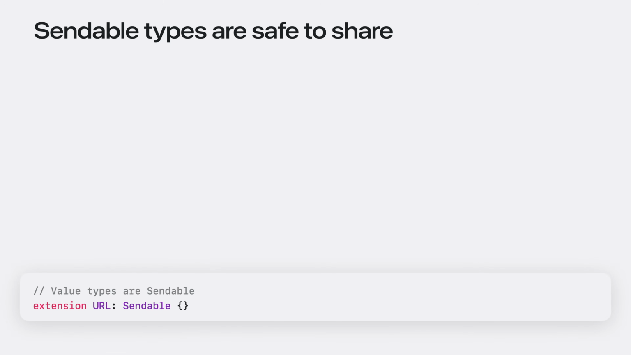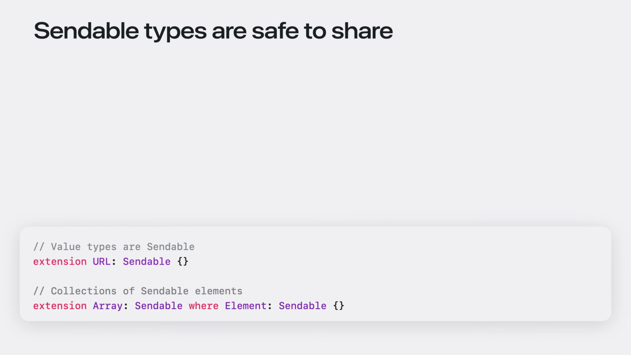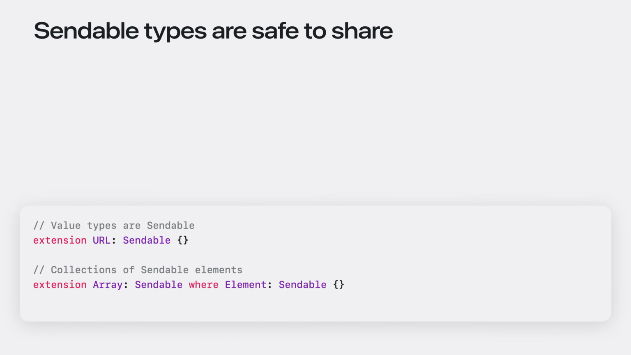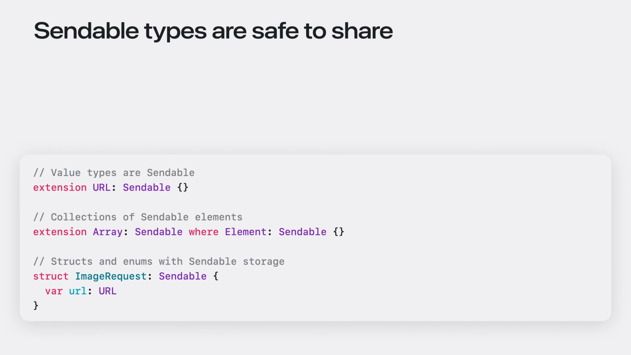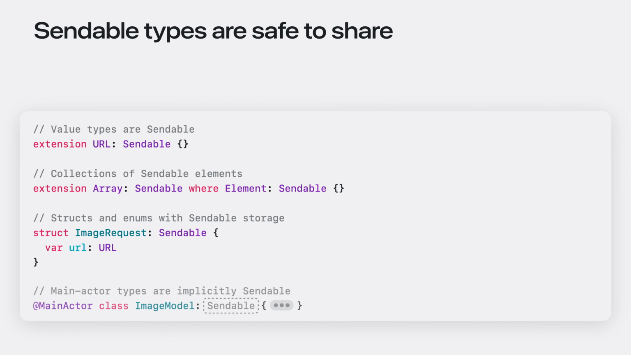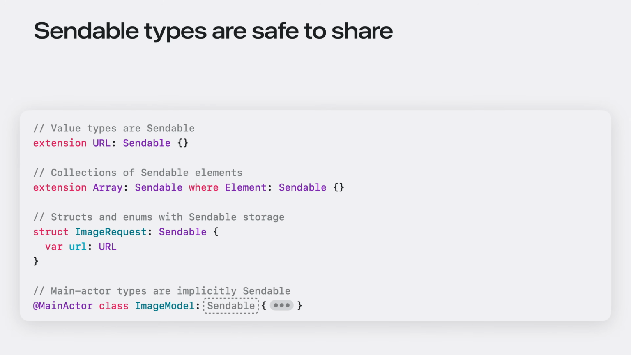We refer to types that are always safe to share concurrently as sendable types. Sendable is a protocol, and any type that conforms to Sendable is safe to share. Collections like Array define conditional conformances to Sendable, so they are Sendable when their elements are. Structs and enums are allowed to be marked Sendable when all of their instance data is Sendable. And main actor types are implicitly Sendable, so you don't have to say so explicitly.